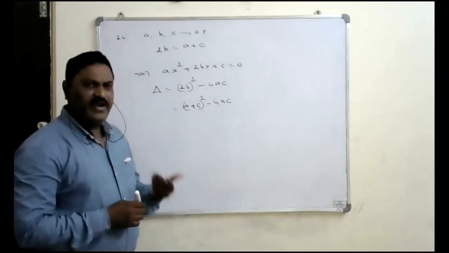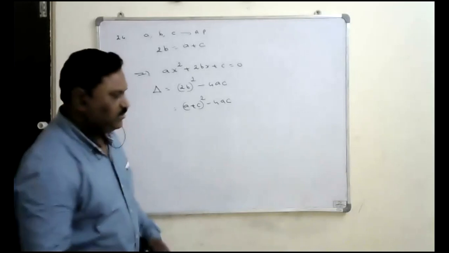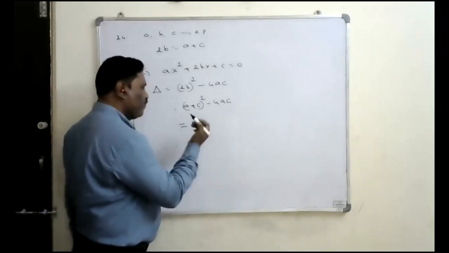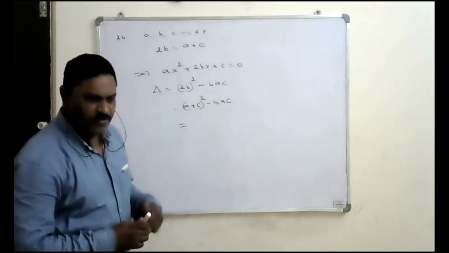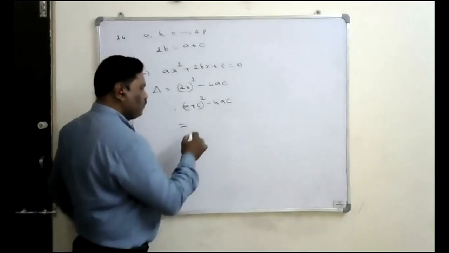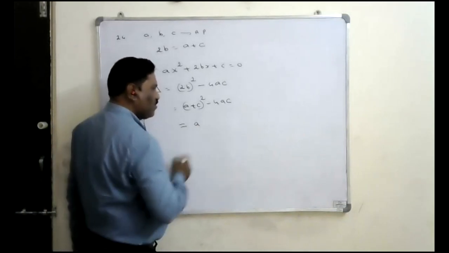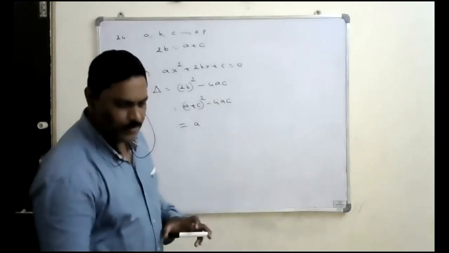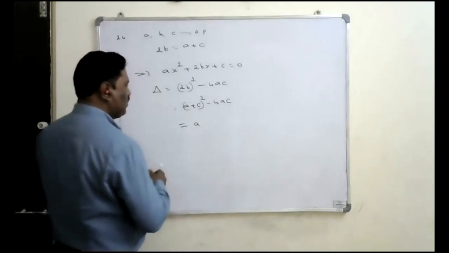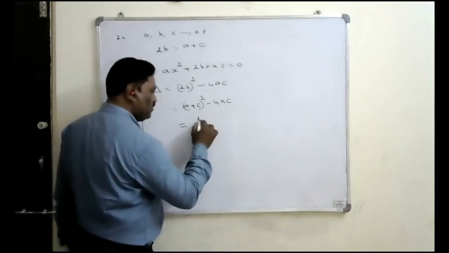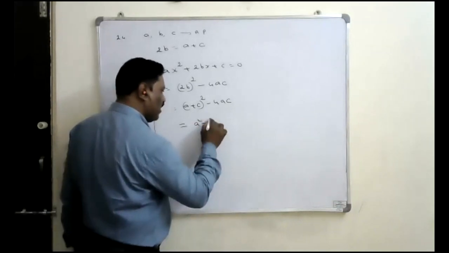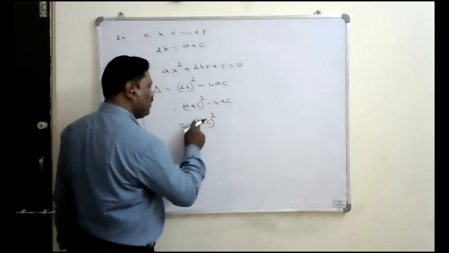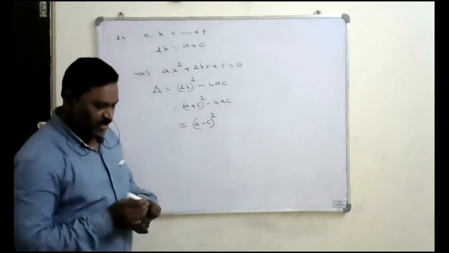So tell me, how do you write a plus c whole square minus 4ac? How can you write it? A square plus 2ac plus c square. If we simplify a little, what will we get? Minus 4ac. Because a plus c whole square minus 4ac is a minus c whole square. That's the direct formula, we know it. A minus c whole square, right?